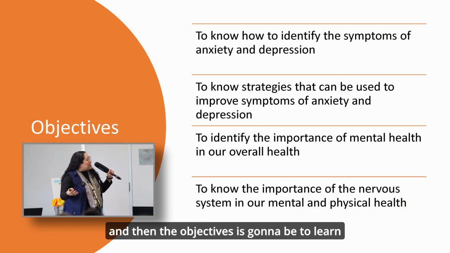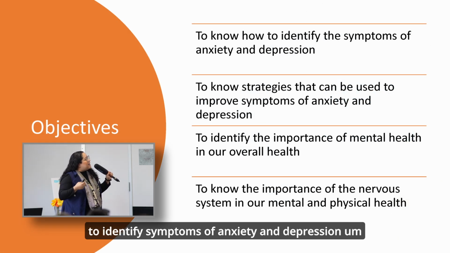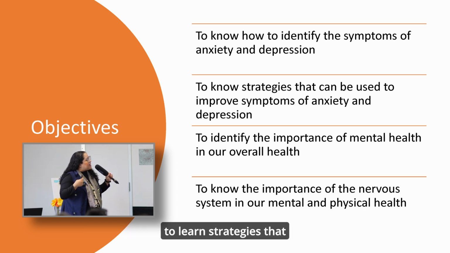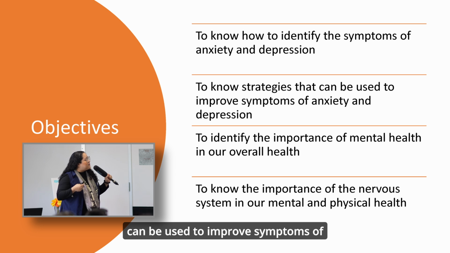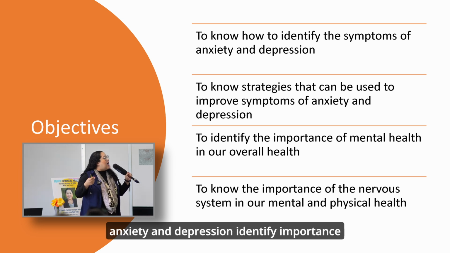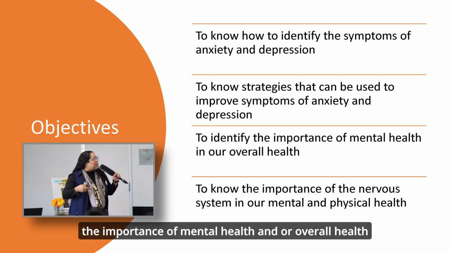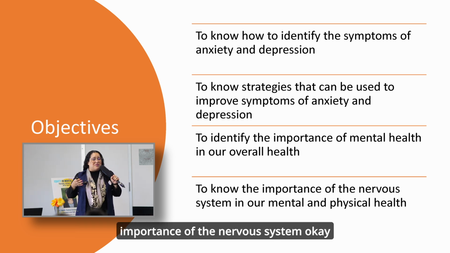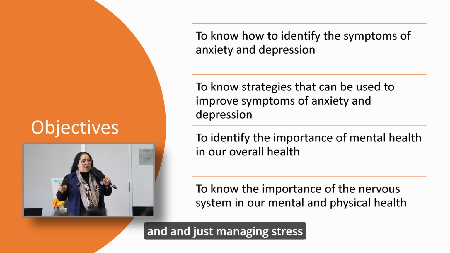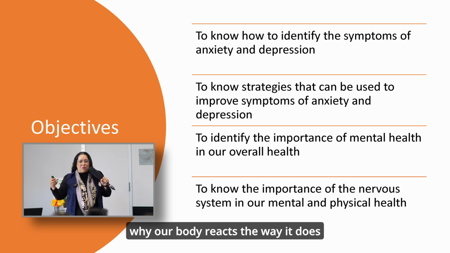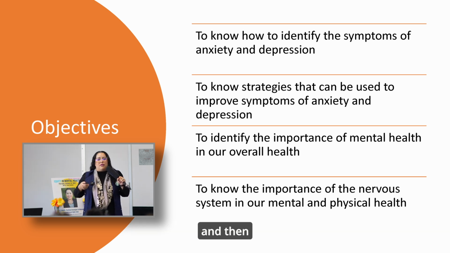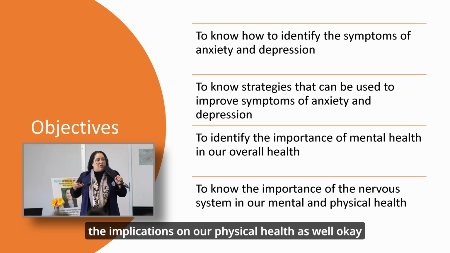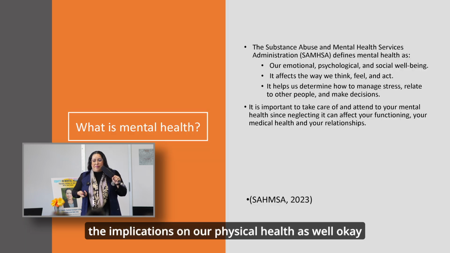Okay, so the objectives are to learn to identify symptoms of anxiety and depression, to learn strategies that can be used to improve symptoms of anxiety and depression, identify the importance of mental health in our overall health, and then to understand the importance of the nervous system and managing stress, why our body reacts the way it does, and then the implications on our physical health as well.